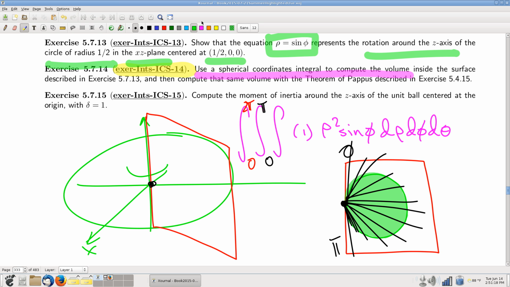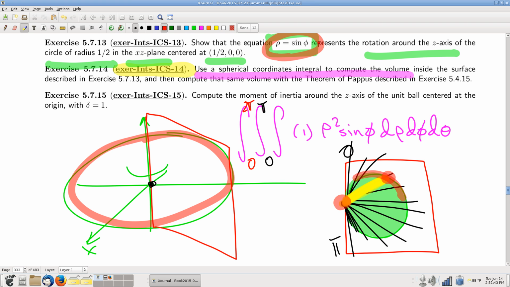Okay, and then lastly, for a given value of theta and for a given value of phi, now we look at, I'll do this in yellow, my range of values of rho. It starts at 0 and it ends at that point, which is on that curve, which is on this surface, which has that equation. So in this equation, solve for rho. And that gives us 0. Again, we started at 0 and end at sine phi.